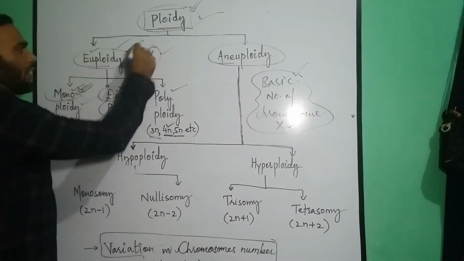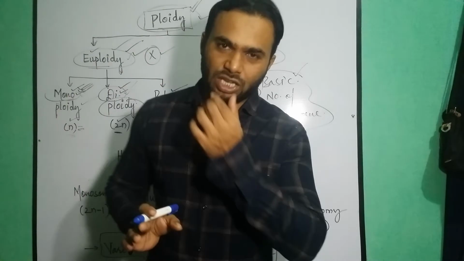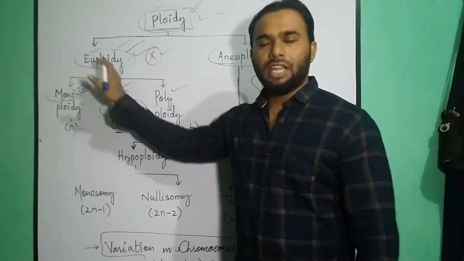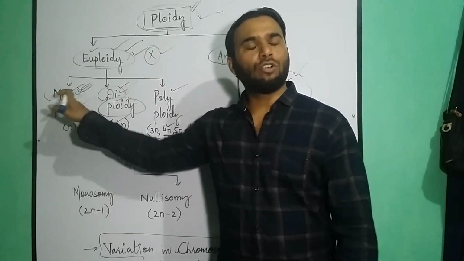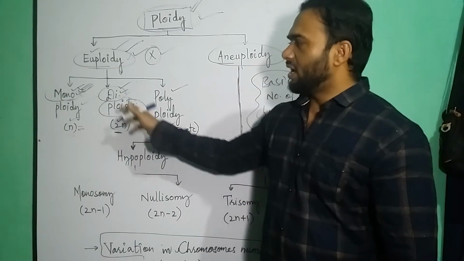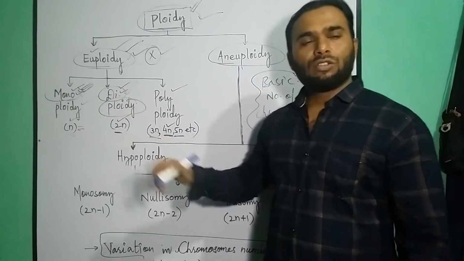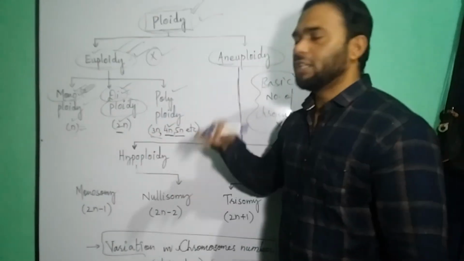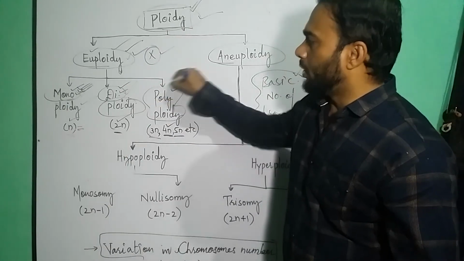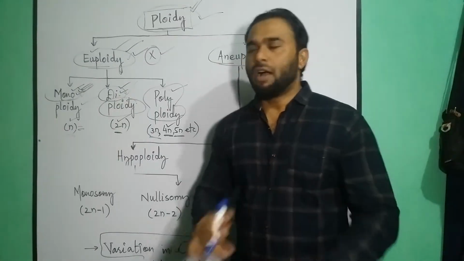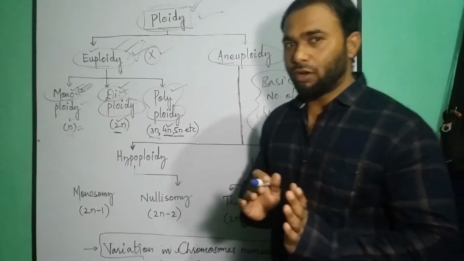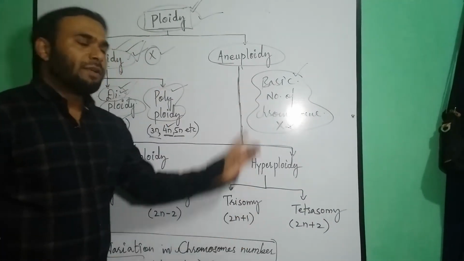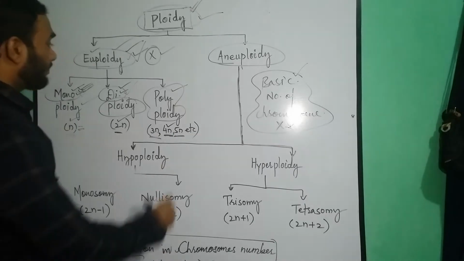Dear students, euploidy is when the number of chromosomes in the nucleus of the cell is an exact multiple of this X, the basic number of chromosomes. If 1X, meaning 1n, is there, it is called monoploidy. If 2X, 2n, is there, it is called diploidy. When 3 is there, it is called triploidy. 4 is tetraploidy, 5 is pentaploidy, and so on. More than 2 is called polyploidy. I hope you are getting it. This is about euploidy, when the number of chromosomes is an exact multiple of the primary basic number of chromosomes, indicated by X.